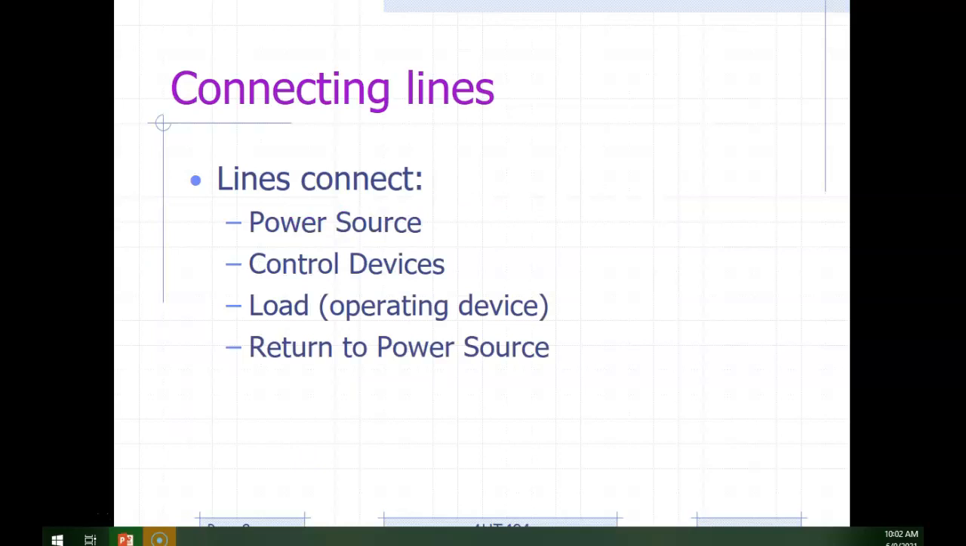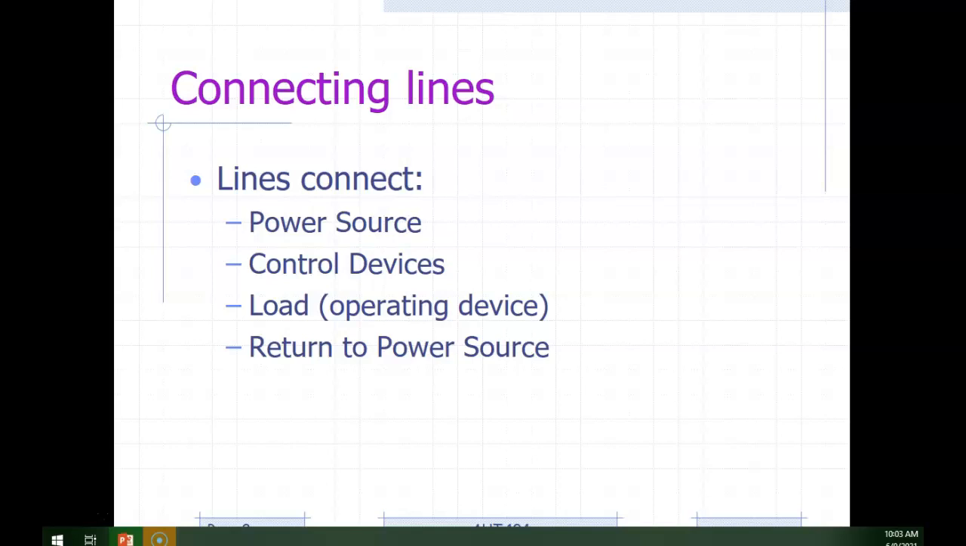All right, so on every schematic you have lines. Lines are used to connect from power sources, control devices, loads, and an electricity return or hydraulics return to the power source. So lines are meant to connect. That is what you're trying to trace whenever you are working with schematics.